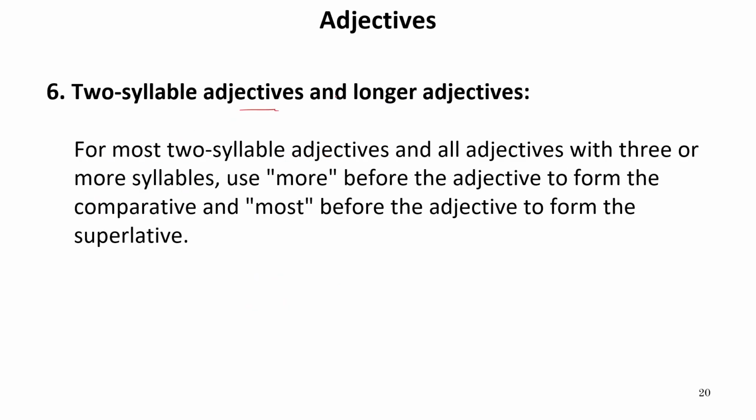Two syllable adjectives and longer adjectives. Now if we have a two syllable adjective, or you can say more than one syllable, for example the word beautiful, let us see how many syllables are there. BEAU-TI-FUL. So we have three syllables over there.